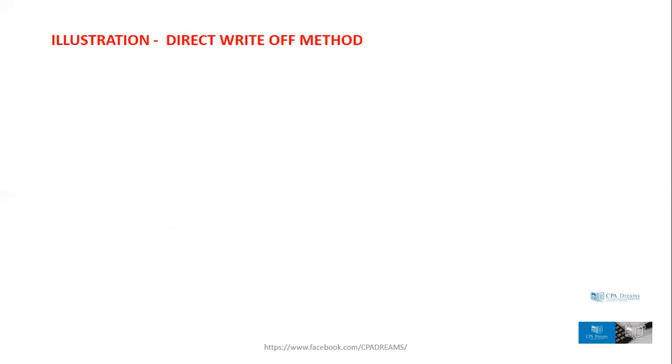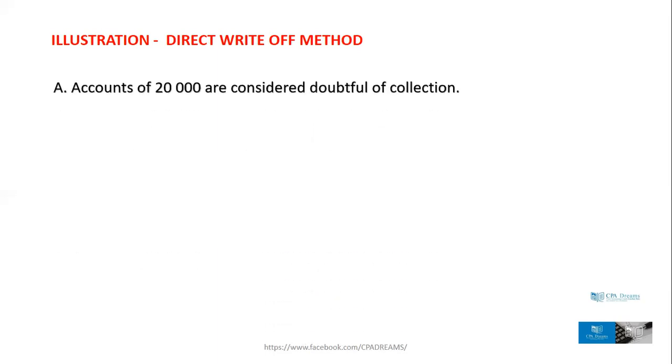Okay? Actually, this approach is oftentimes used by small businesses because this is simple to apply. Of course, this violates the matching principle because the bad debt loss is often recognized in an accounting period later than the period in which the sales revenue was recognized. Okay, so the entry, if accounts of 20,000 are considered doubtful of collection, then no entry under the direct write-off method. So dito pa lang, meron ka ng difference compared to the allowance method.